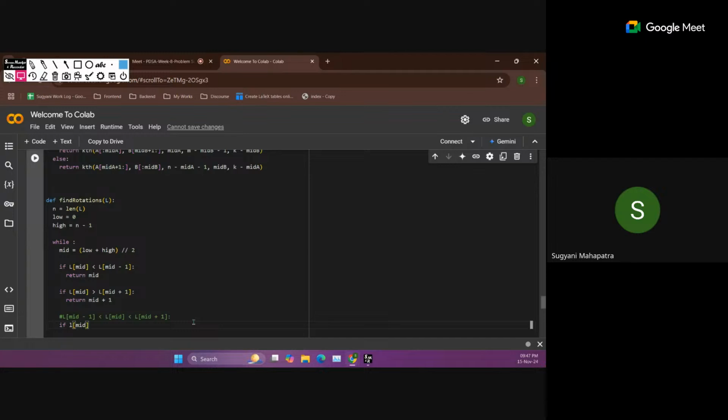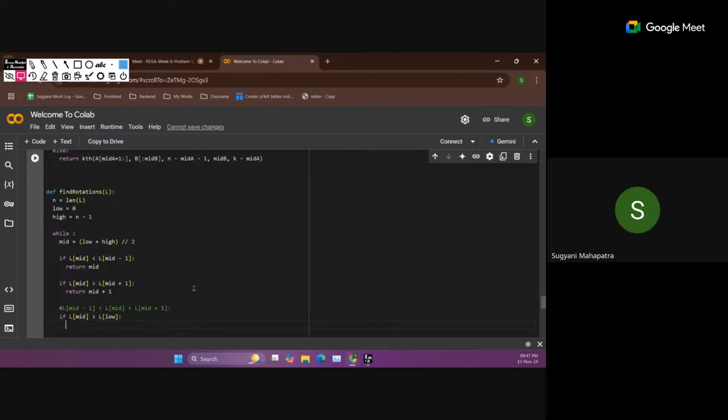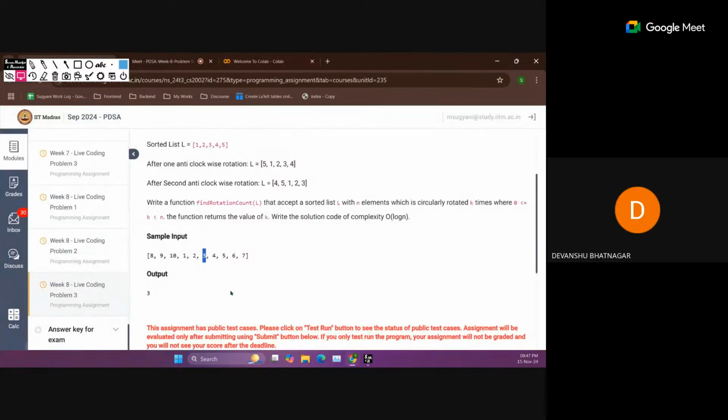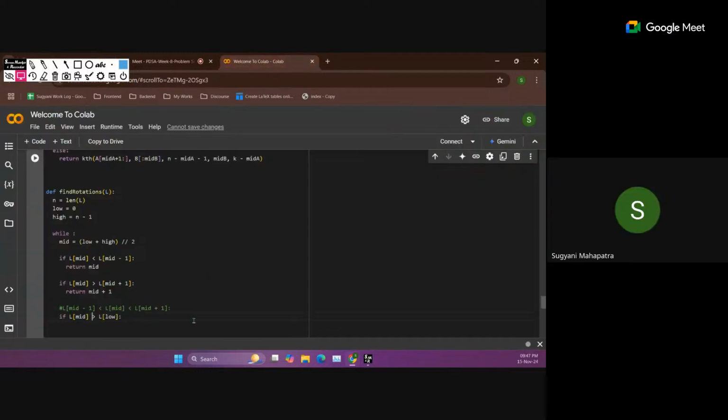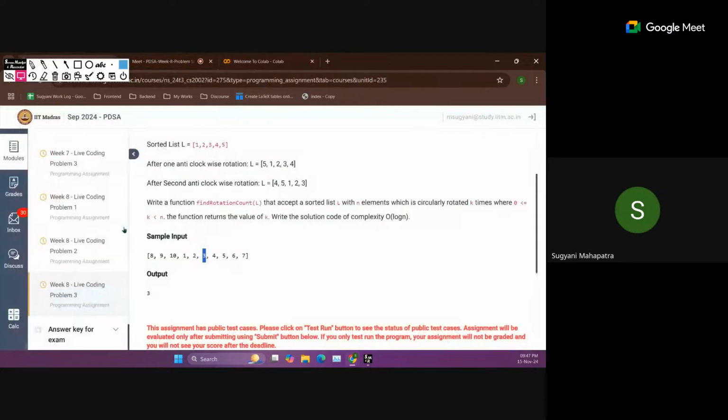If L of mid is greater than L of low, then this is what is expected. Then the list is not rotated. Let's go to the other scenario. L of mid is greater than L of high, right? This is this scenario.